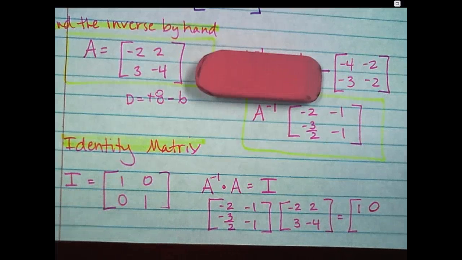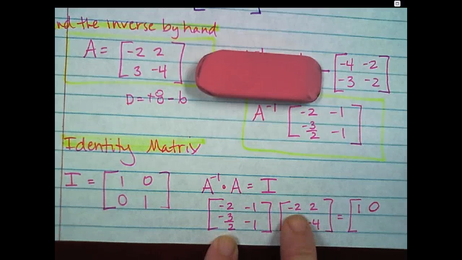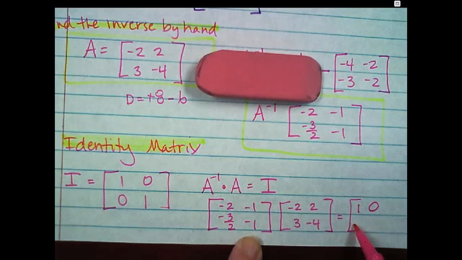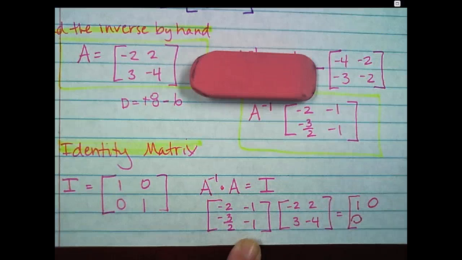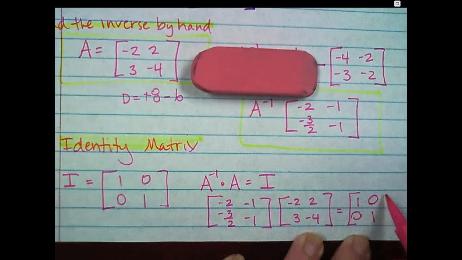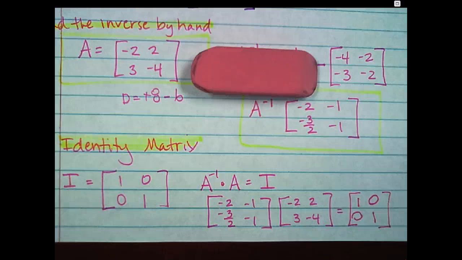Then multiply the second row by both columns. -3/2 times -2 plus -1 times 2 is 0. And then -3/2 times 3 plus -1 times 4 is 1. So it works. It's called the identity matrix. That's the point of it. When you multiply A times the inverse of A, you get the identity matrix. Right, so now let's use our calculator to do it instead. I'll show you how.